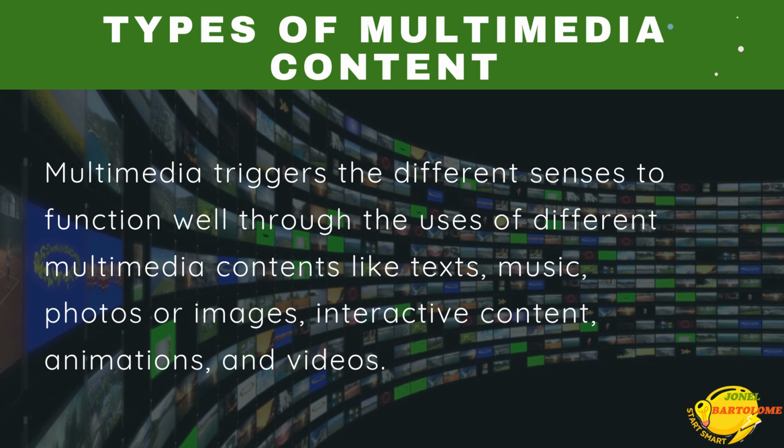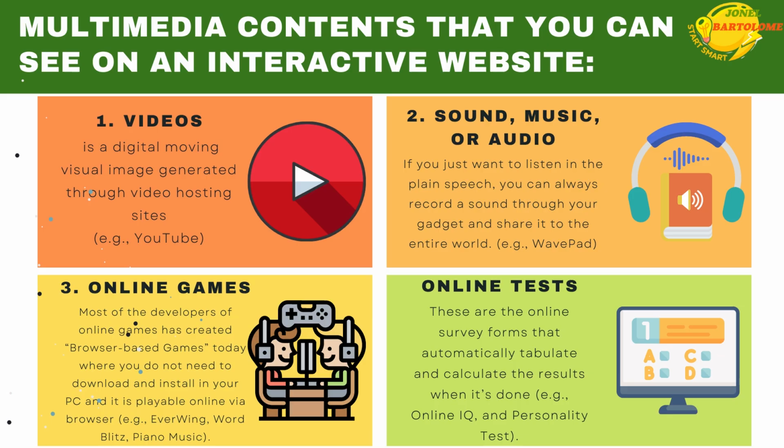Let's go ahead and discuss the types of multimedia content. Multimedia triggers the different senses to function well through the use of different multimedia contents like text, music, photos or images, interactive content, animation, and videos. The first multimedia content that you can see on an interactive website is called videos. This is a digital moving visual image generated through video hosting sites. Example of this is YouTube.